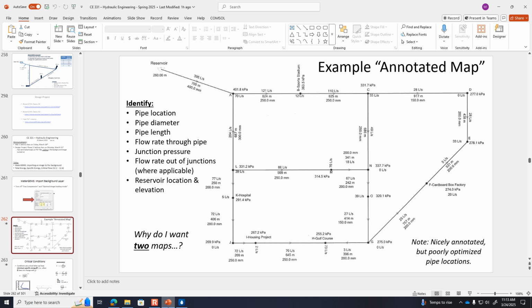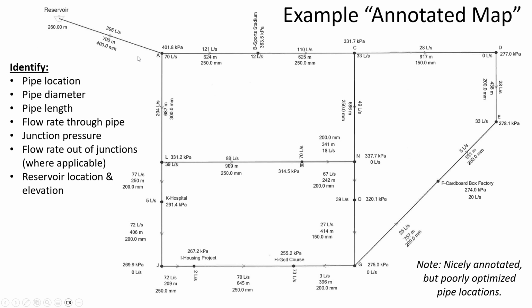There's 2 maps that you need to upload. So why do you think I want 2 maps? It's because I want to see how the system is performing under 2 different conditions. I want to know what the pressures in the network are when you've got the design flow. So when you're extracting that maximum flow rate from each of the green arrow locations, that's one of the maps, to show me the network performance under the design condition.